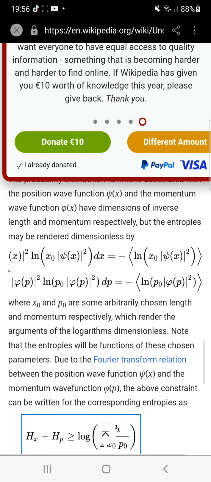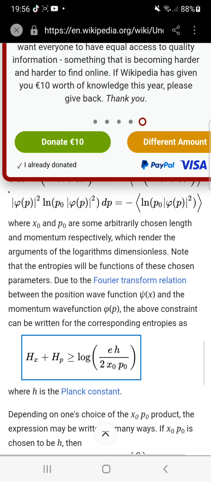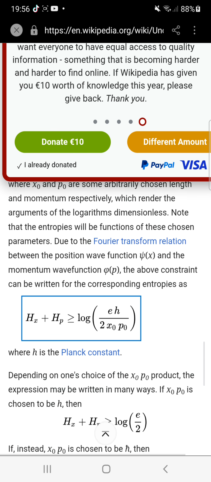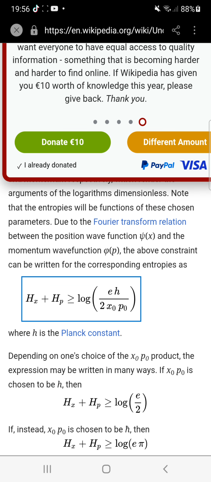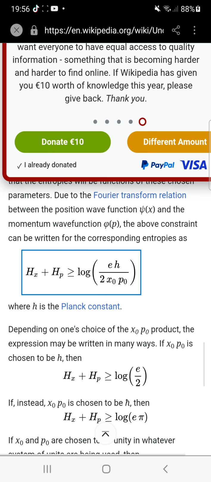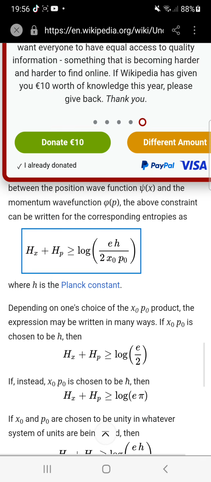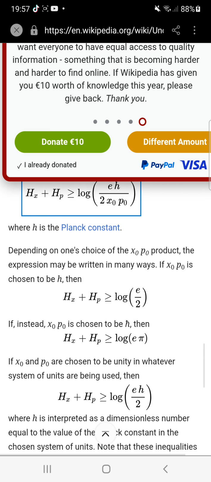where x0 and p0 are some arbitrarily chosen length and momentum respectively, which makes the arguments of the logarithms dimensionless. Note that the entropies will be functions of these chosen parameters due to the Fourier transform relation between the position wave function psi(x) and the momentum wave function phi(p). The above constraint can be written for the corresponding entropies as H(x) plus H(p) greater than or equal to logarithm of h divided by 2 x0 p0, where h is the Planck constant.